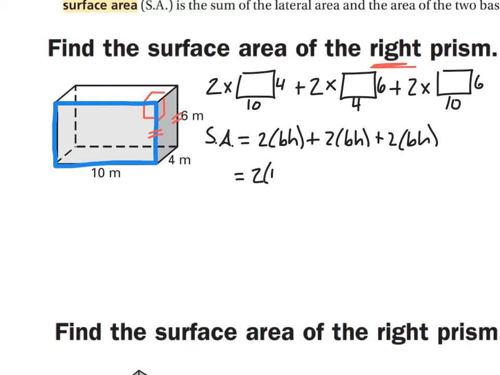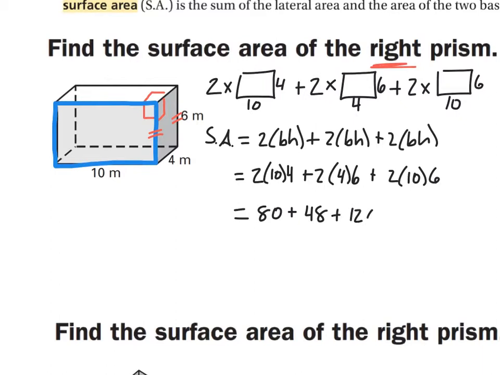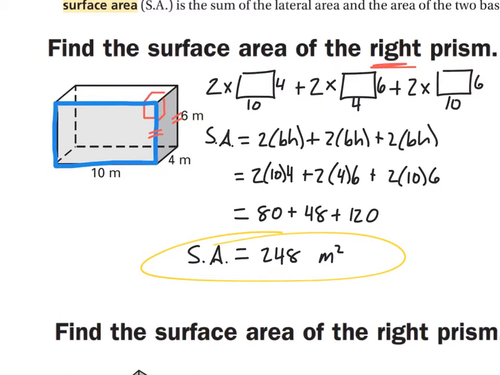So I have 2 rectangles that are 10 by 4. I have 2 rectangles that are 4 by 6. I have 2 rectangles that are 10 by 6. And now I can go ahead and calculate that. So 2 times 4 is 8, times 10 is 80. 4 times 6 is 24, times 2 is 48. 2 times 6 is 12, times 10 is 120. And so we get 248 square meters as our surface area. Questions?